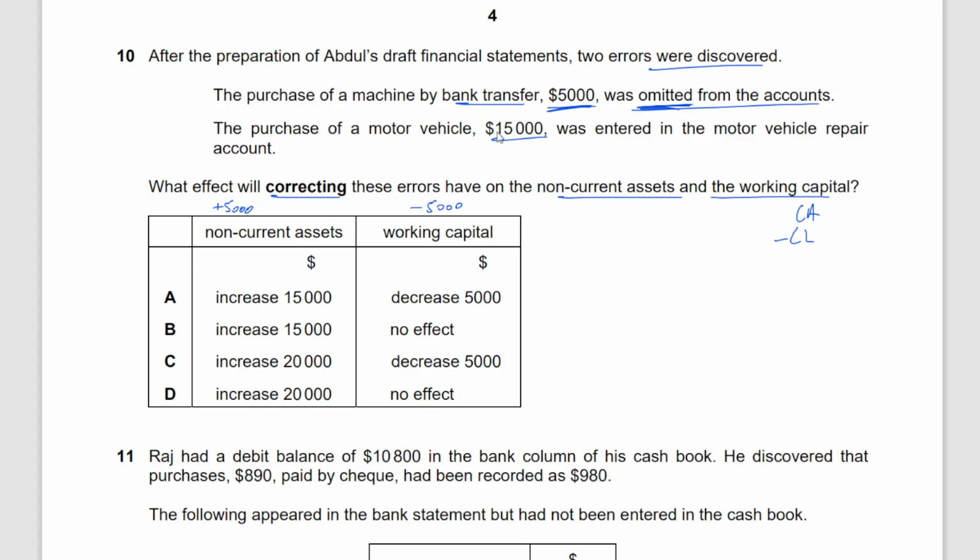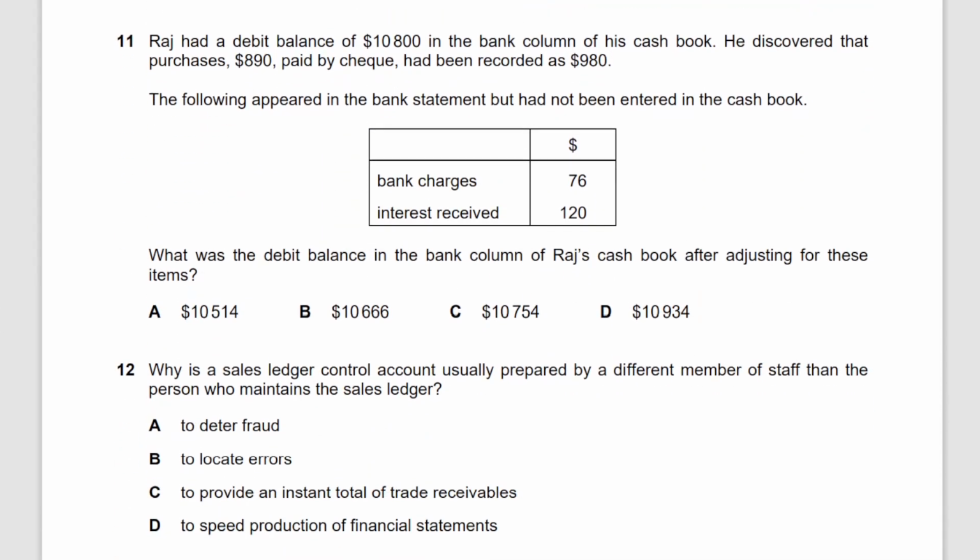For the second one, the purchase of motor vehicle, 15,000, was entered in motor vehicle repairs account. So instead of putting something as an asset, we put it as an expense. It does not have any effect on working capital, but it does have an effect on non-current assets. We essentially ignored this 15,000 worth of asset that we bought, and so we're going to add that to non-current assets. In total, by correcting the errors, our non-current assets will go up by 20,000, and current assets will go down by 5,000. I was almost going to go for no effect, but then I realized, of course, we have this bank transfer as well. You need to be really careful, guys. Always look at it with full focus. Let's keep moving. Number 11.